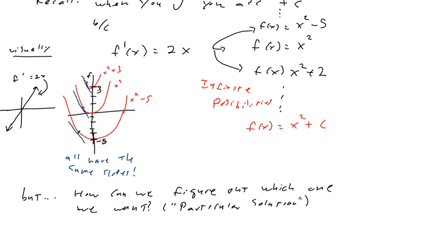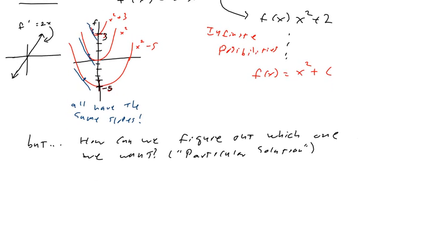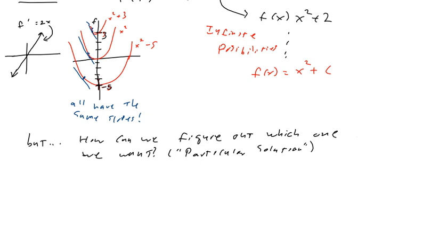Which of these potential equations is the one that we really want? Which one is the actual original equation for our particular derivative? How do we know? How can we figure it out? Well, to figure it out, you need a point. You need a value. You need an initial value of the original function.